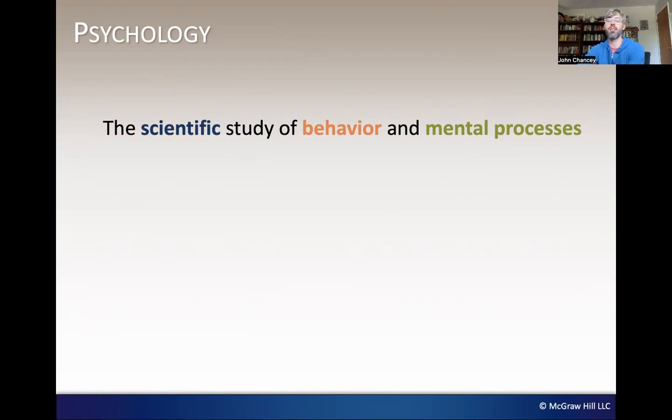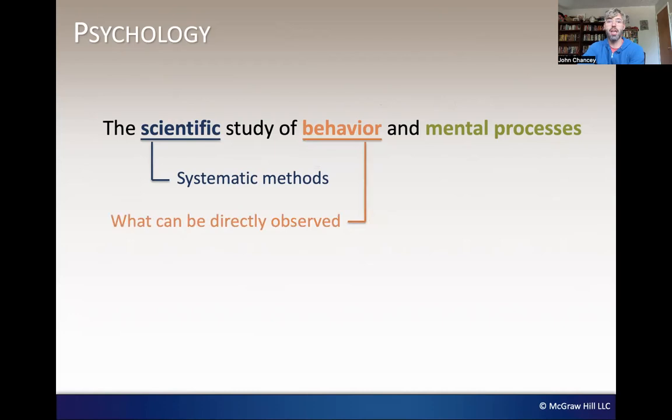And we can break that down even further. So for example, when we say it's the scientific study, we're talking about a systematic approach of methods for trying to answer questions related to phenomena of behavior and mental processes. So let's unpack that further. What the heck do we mean by behavior? That's really anything that can be directly observed, things that we can directly measure.